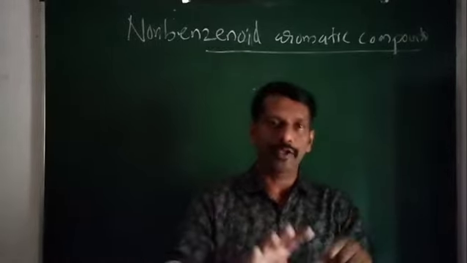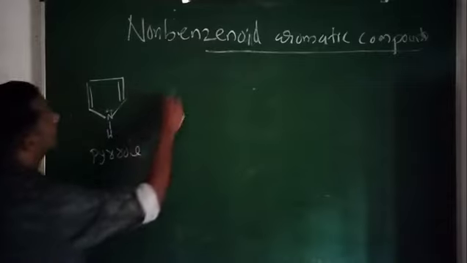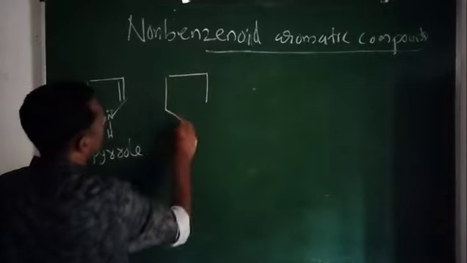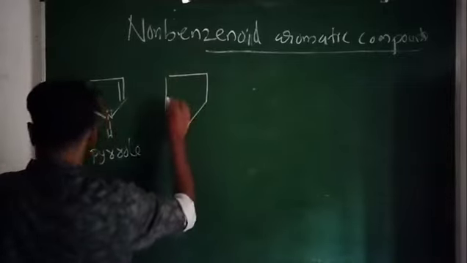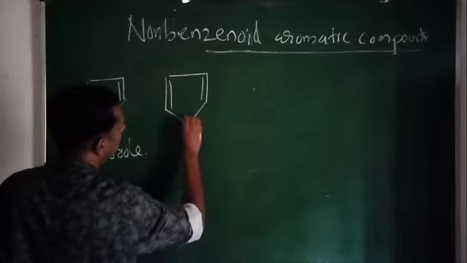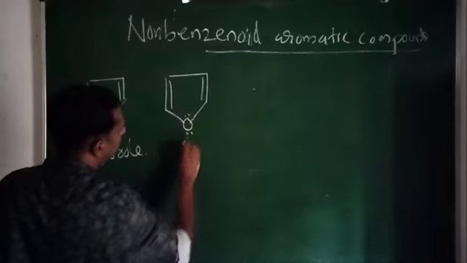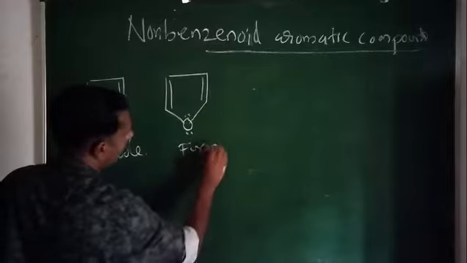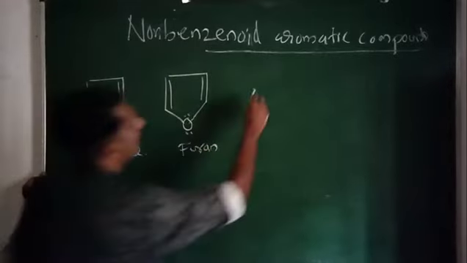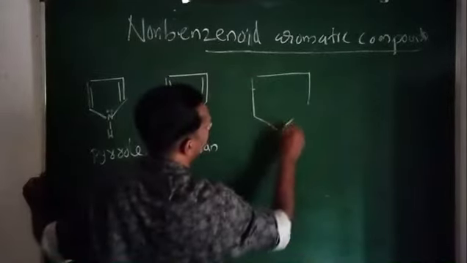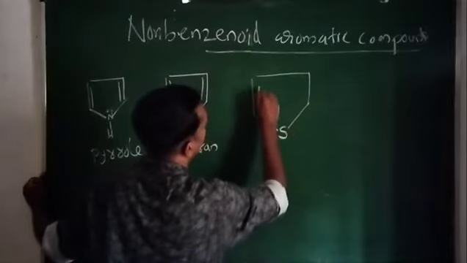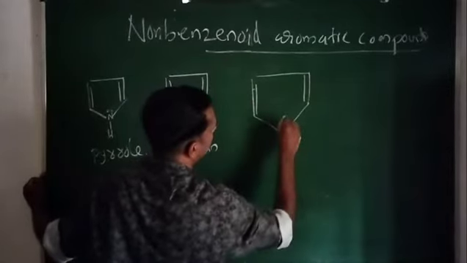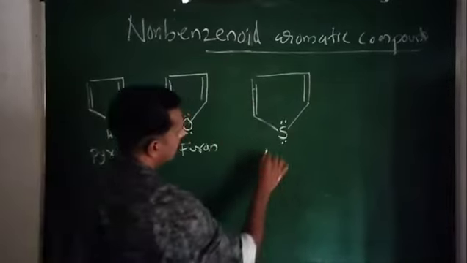So pyrrole is an example of a non-benzenoid. This does not contain a benzene ring. Another example: look here. Here it is a double bond, and here it is oxygen, and this compound is known as furan. Another example is again a 5-membered ring. Here it is sulfur, and here is a double bond. Here is a pair of electrons. Here also. This is known as thiophene.